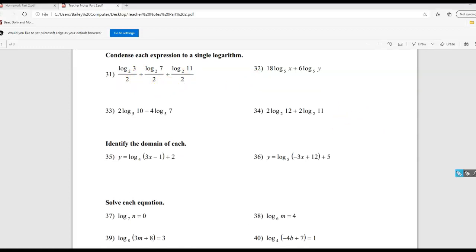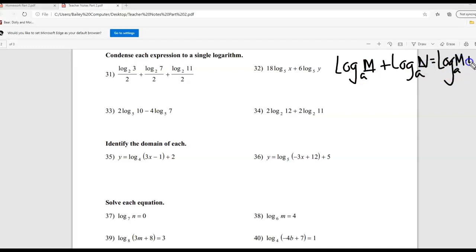The first thing we got to know is we need to know some more log properties. So we have one log property that looks like this, where if you have log base a of m, plus another log with the same base of a, but a different argument, let's say it's n, you could put those together as one logarithm with a base of a, and these two arguments being multiplied together. Okay, so that's one of the new log rules we want to be aware of.